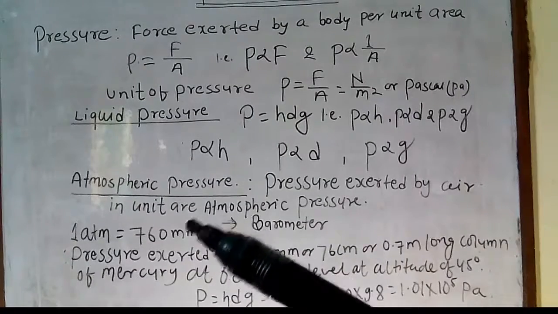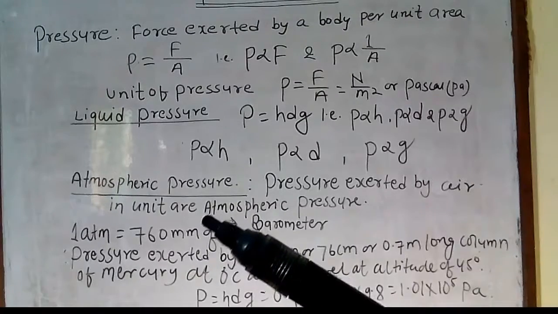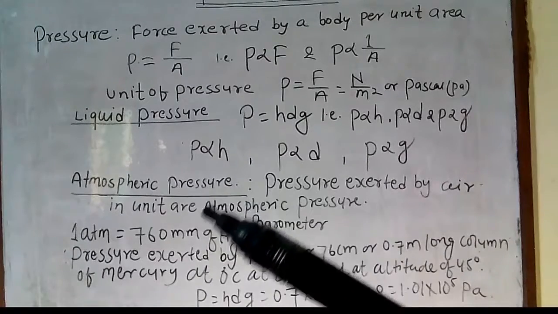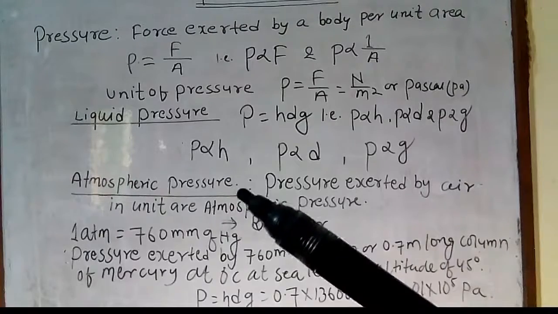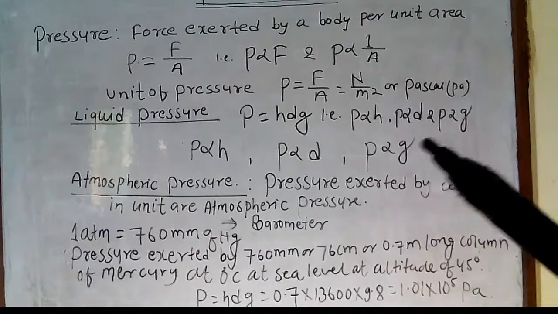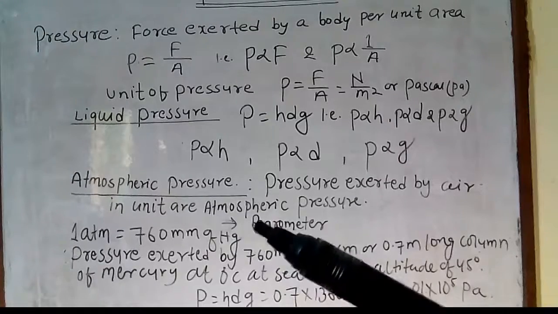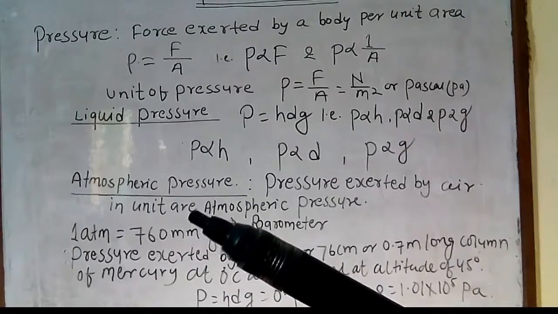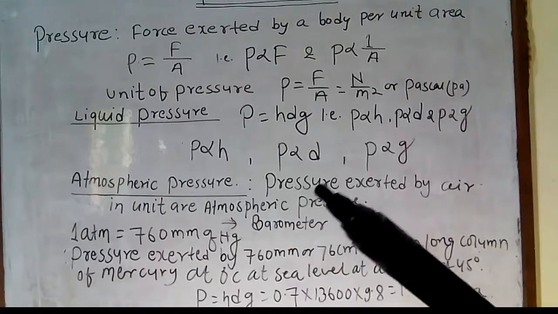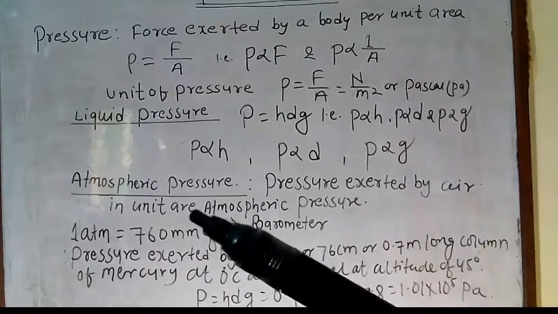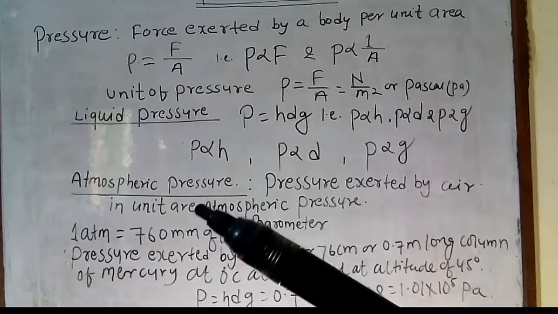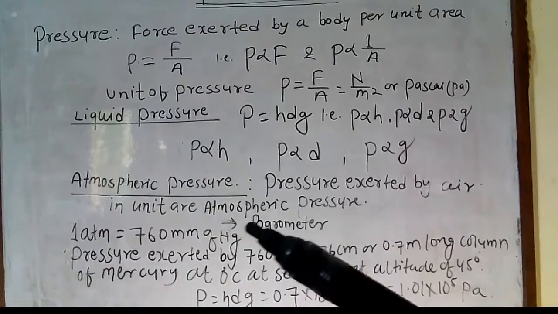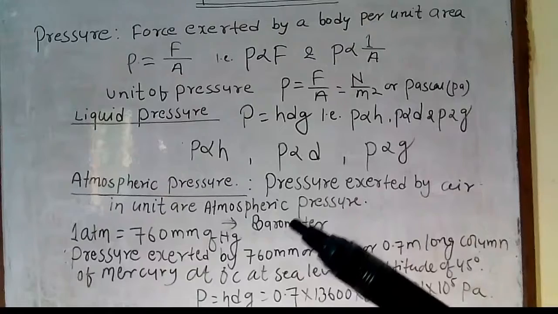Okay, the last one is atmospheric pressure. The earth is surrounded by an envelope of air, and that is called the atmosphere. So what is atmospheric pressure? The pressure exerted by air on unit area is called atmospheric pressure. Here, a spelling mistake: that is area, area. And this atmospheric pressure is measured by a barometer.